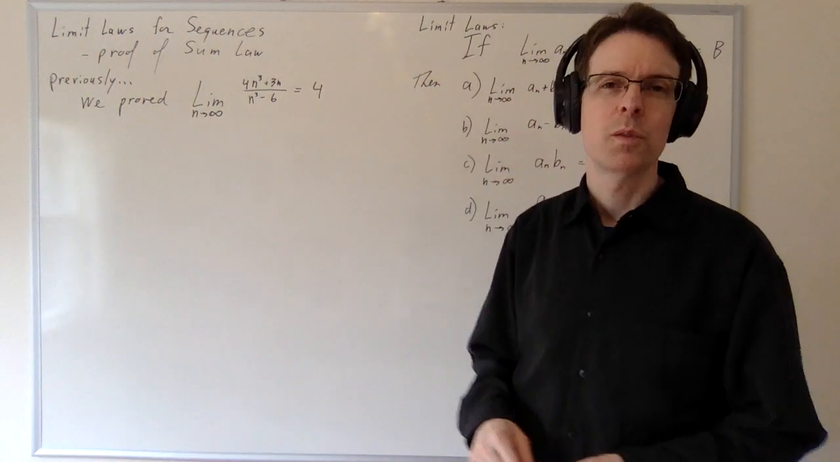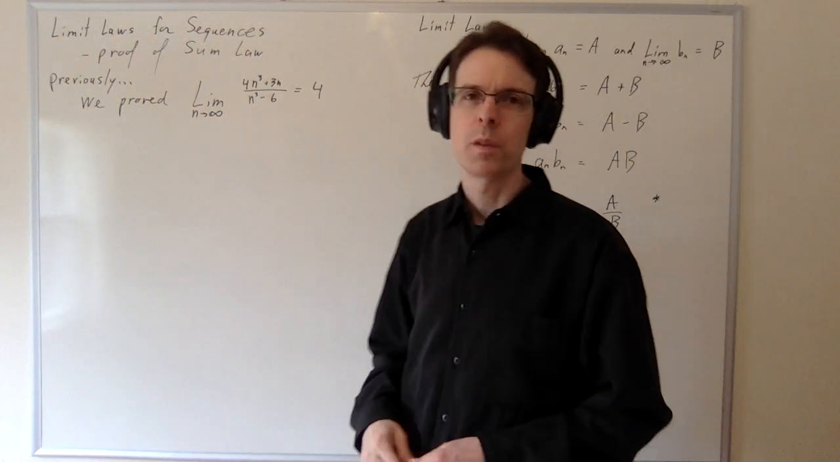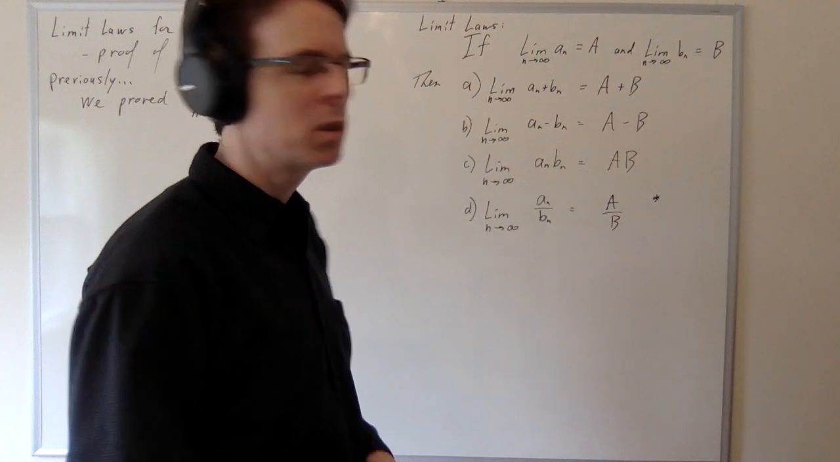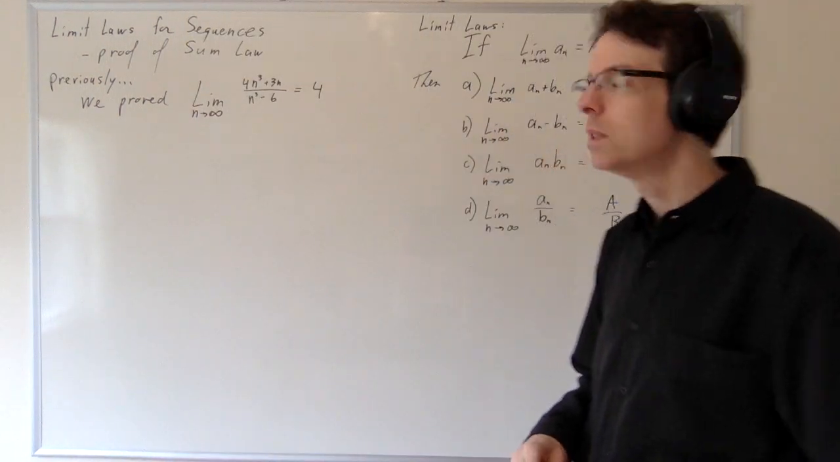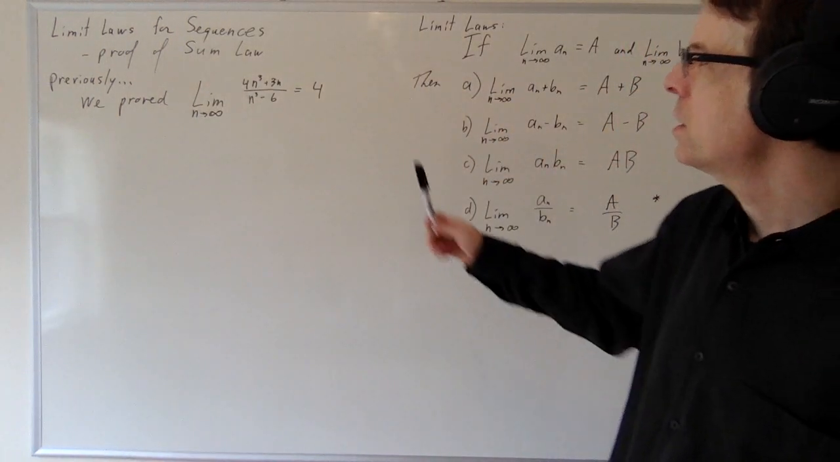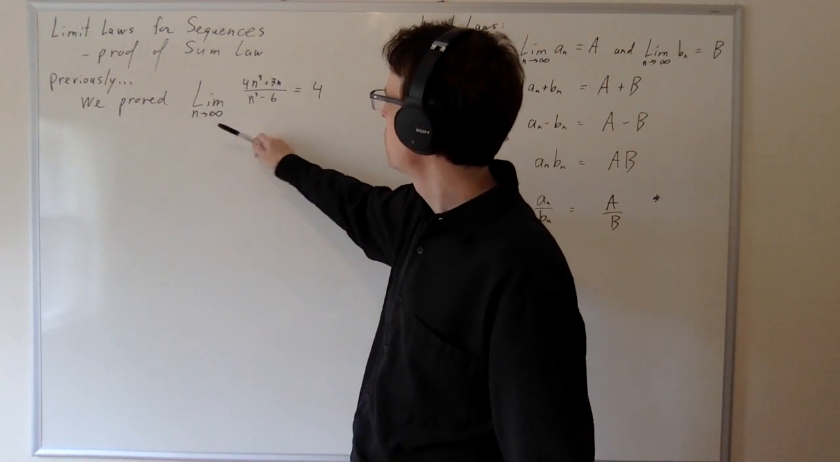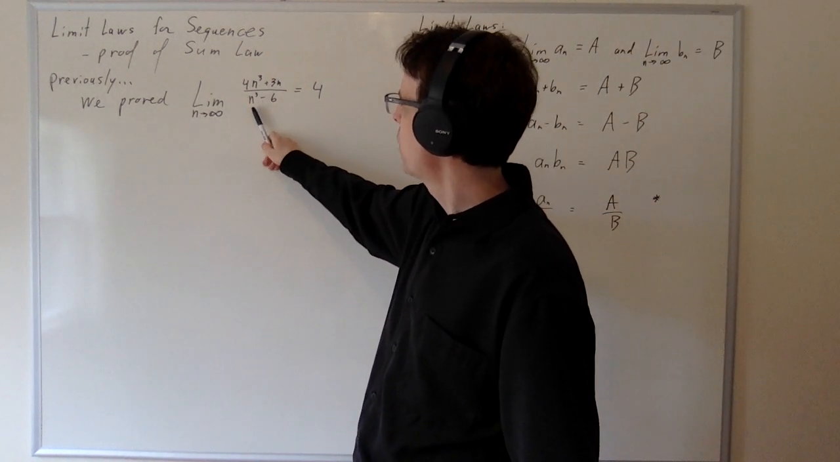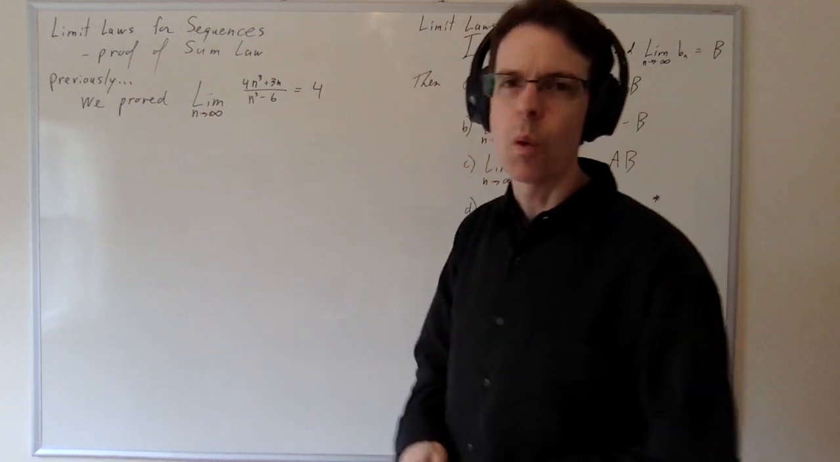Let's talk about limit laws for sequences, in particular, the proof of the sum law. But before we talk about it, I want to talk about the reasons why we need these kinds of laws. So last time we proved that the limit as n approaches infinity of (4n cubed plus 3n) over (n cubed minus 6) was equal to 4.